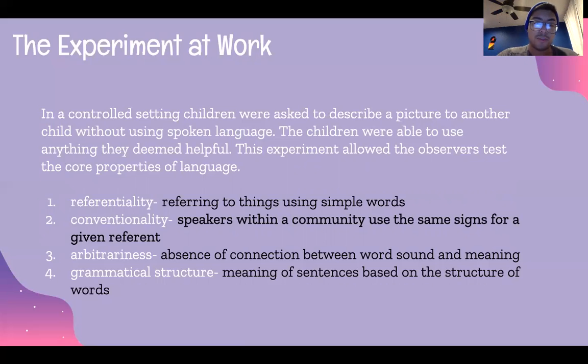First of all, we have referentiality, which is referring to things using simple words. Conventionality: speakers within a community use the same sign for a given referent. Pretty much, if I say a dog, you know what I'm talking about because we as a society have come together in English and said, yes, a dog is this four-legged mammal. Arbitrariness is the absence of connection between word sound and meaning, and grammatical structure is the meaning of sentences based on the structure of words. These are pretty straightforward core properties of language, and we'll discuss the outcomes they found about these core properties in the experiment they conducted with the children.